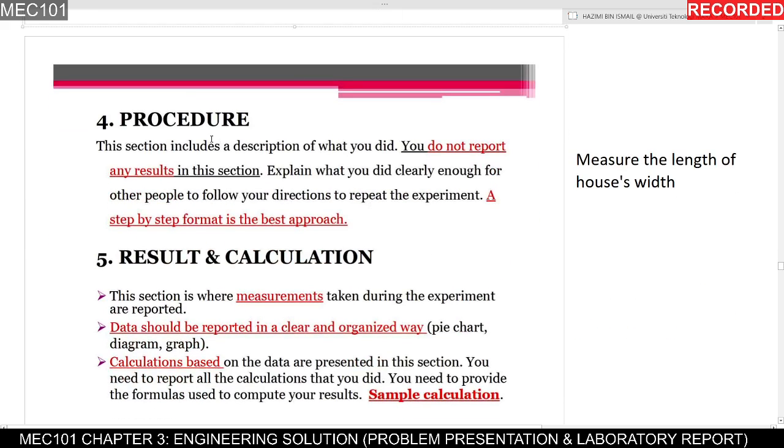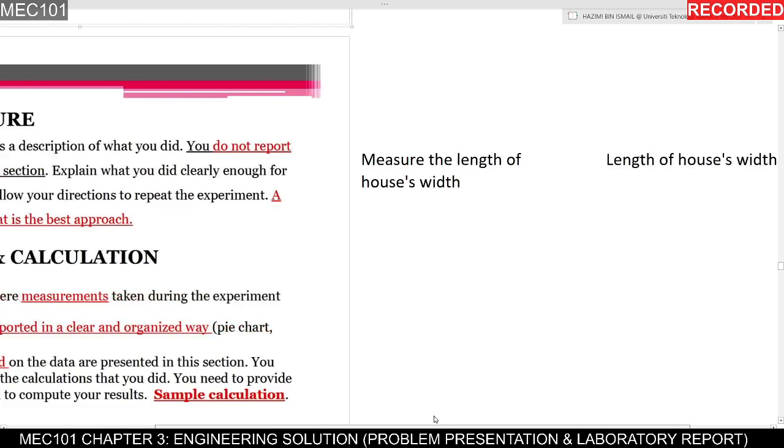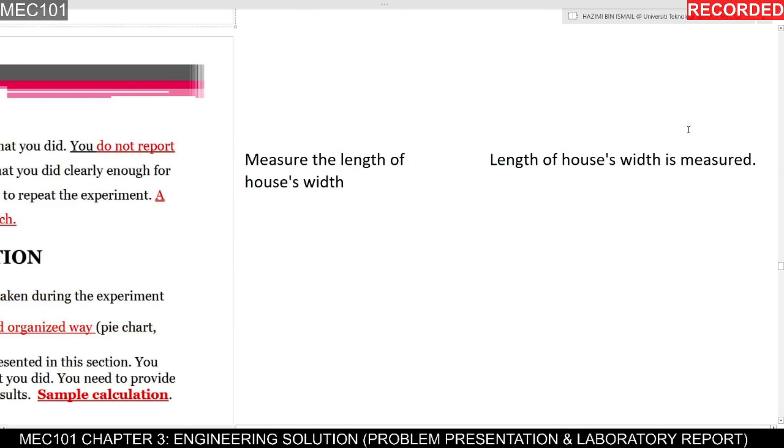Okay, and then the procedure. This section includes a description of what you did. You do not report any results in this section. Explain what you did clearly enough for other people to follow your direction to repeat the experiments. A step-by-step format is the best approach. Okay, let's say I put an example here. I want you to measure the length of the house width.